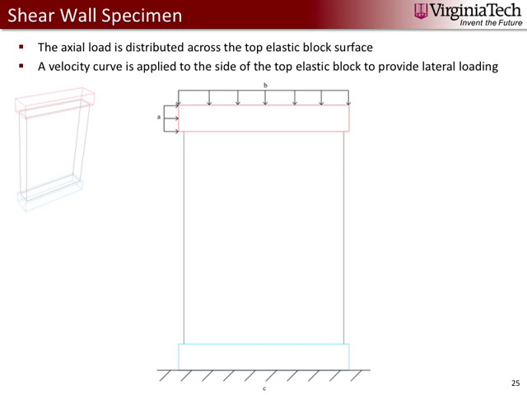At the top of the top elastic concrete block, there's an applied distributed axial load. And on the side face of the top elastic concrete block, we've applied a velocity curve to provide the lateral loading on the specimen. Due to the application of a velocity curve, this test is displacement controlled as opposed to load controlled.